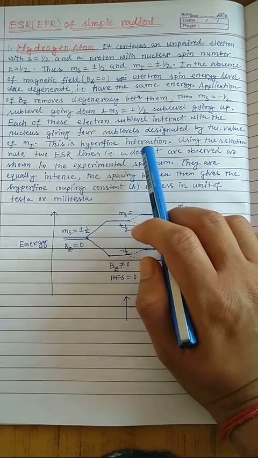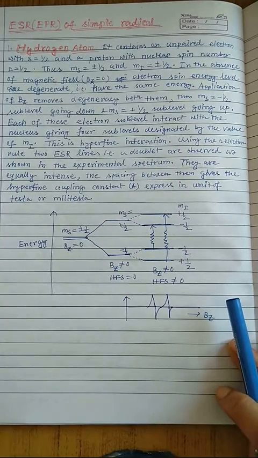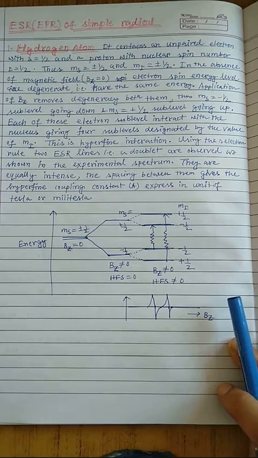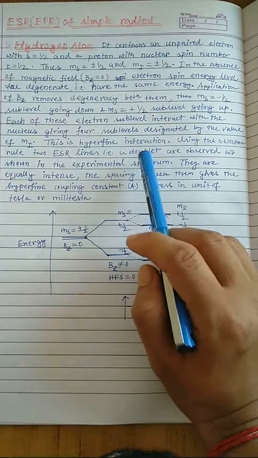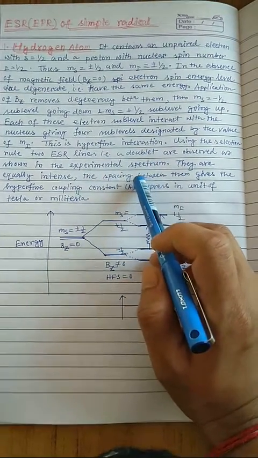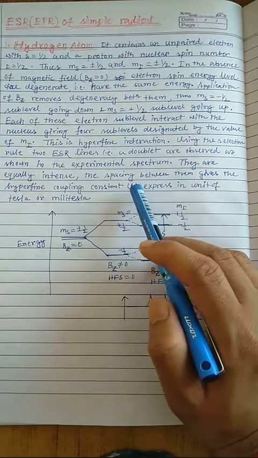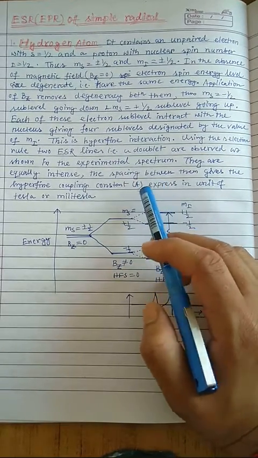Using the selection rule for the ESR lines, that is, when this type of hyperfine splitting has taken place, the selection rule is that delta mi should be 0. That means the transition takes place where the delta mi value is 0. So using the selection rule, 2 ESR lines, that is a doublet, are observed as shown in the experimental spectrum. They are equally intense. The spacing between them gives the hyperfine coupling constant A, expressed in units of Tesla or millitesla, and when it becomes small, it can also be expressed in Gauss.